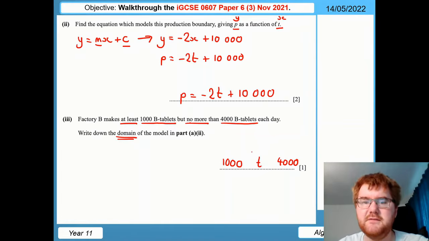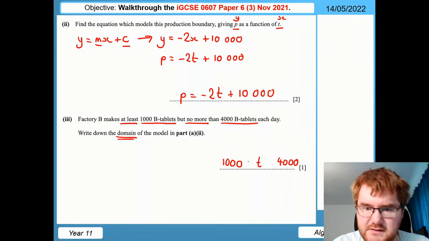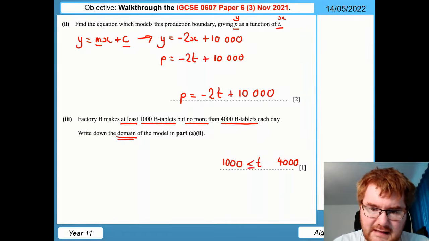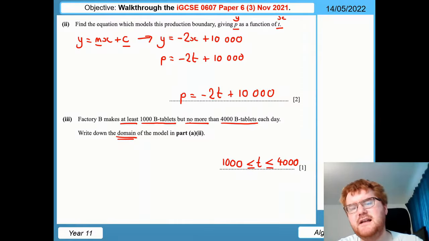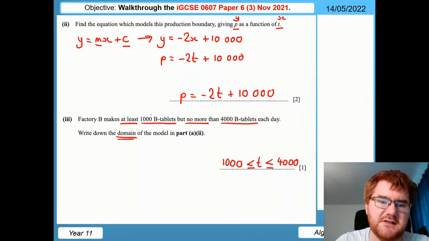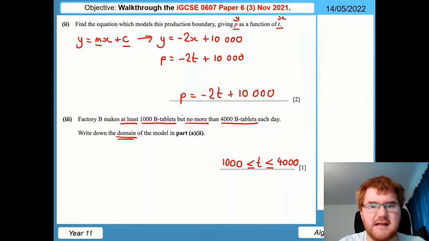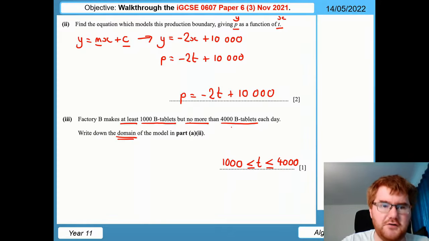Now, the careful thing we have to be here is with the inequality symbols. So T is greater than or equal to 1,000, and T is less than or equal to 4,000. Notice we put the lines under our inequality because they can produce exactly 1,000 and they can produce exactly 4,000 as well. So just be very careful when you're writing the domain, so what the t values can be, when you're putting this down onto paper.